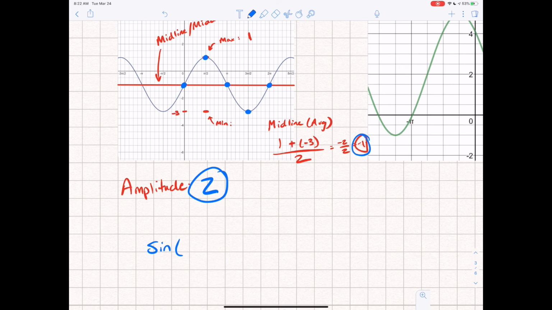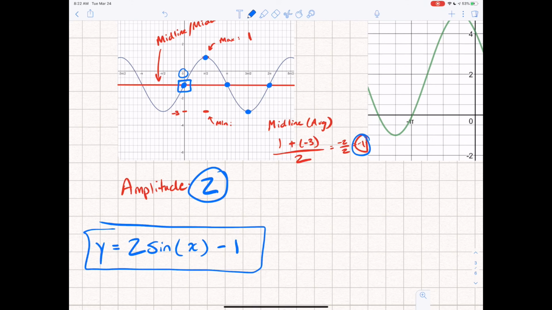Has it been horizontally shifted? No. How do I know that? Because if I look at the starting value that we have here, what's the x-coordinate there? So I know that on the inside it's x minus 0, because h represents my starting value. Now that's not subtracting anything, so I'm just going to put sine of x. But where's the midline? Well, that represents my k. The amplitude is what's being multiplied on the outside. Here's one way to write the equation.